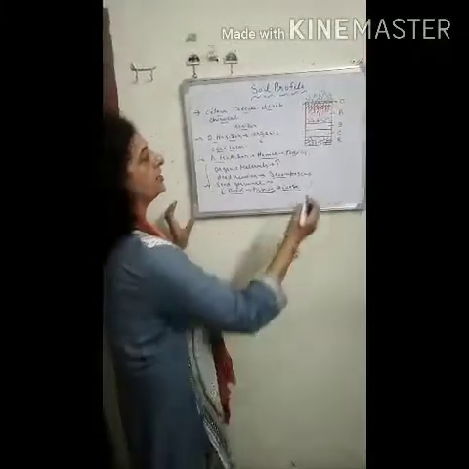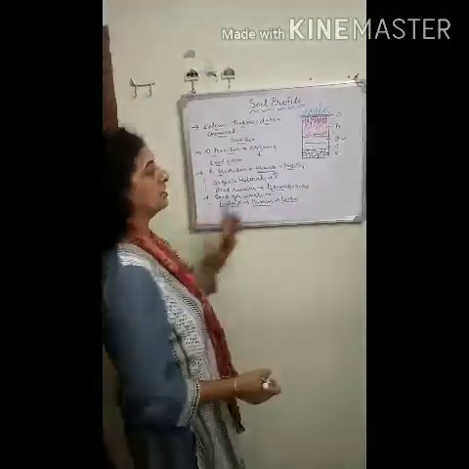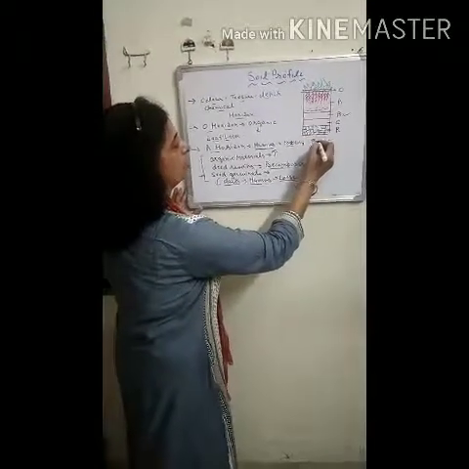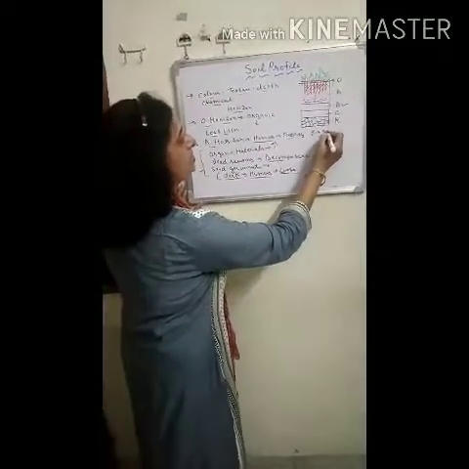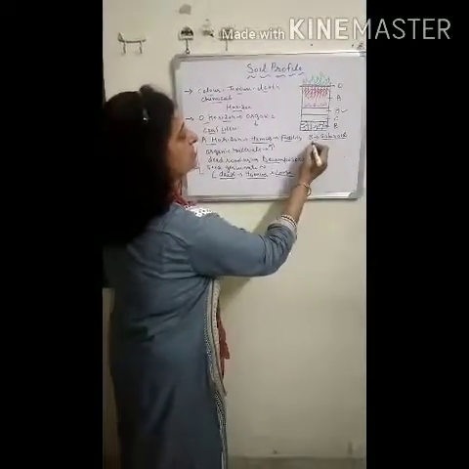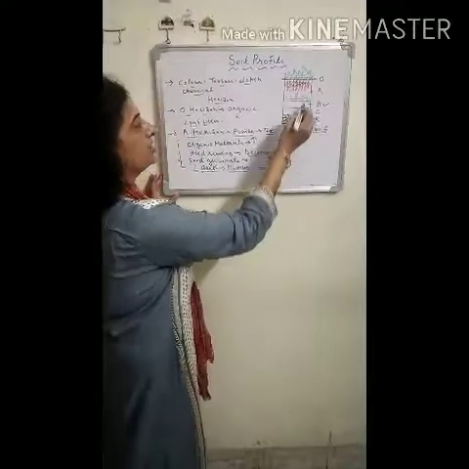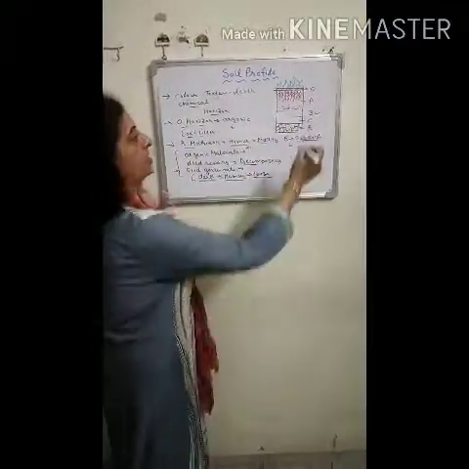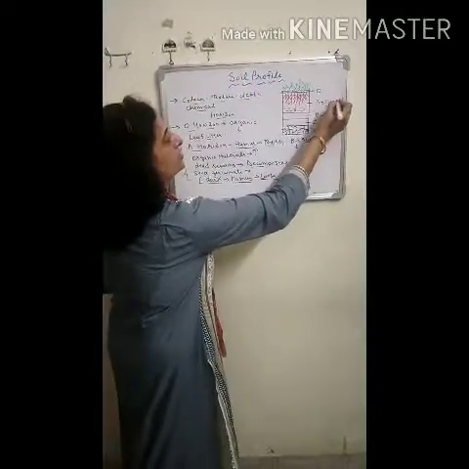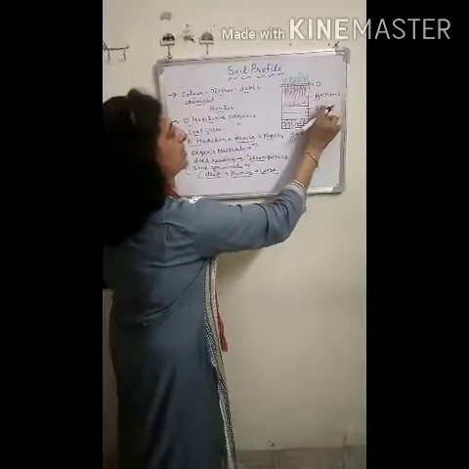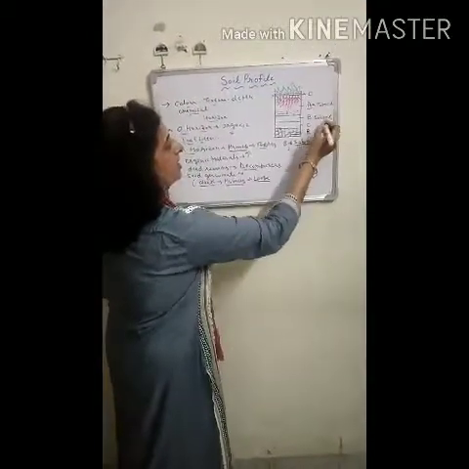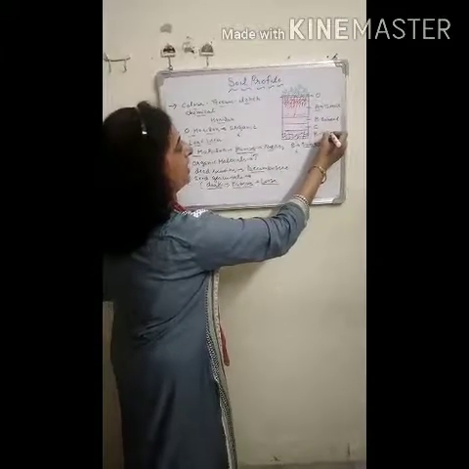Now after that, the next one is layer B. B horizon is also known as the subsoil. Naturally it is found beneath layer A. Layer A is also known as the topsoil. So A is the topsoil, B is the subsoil, and R is the bedrock.